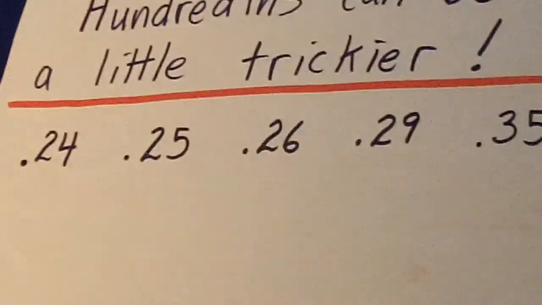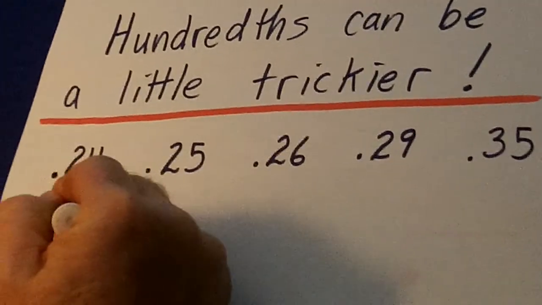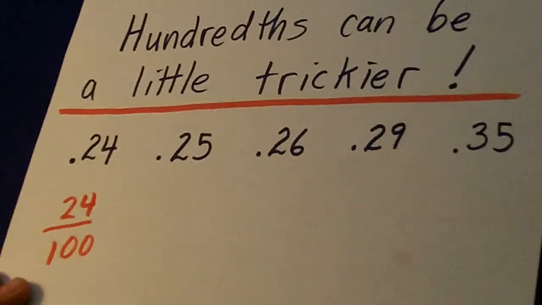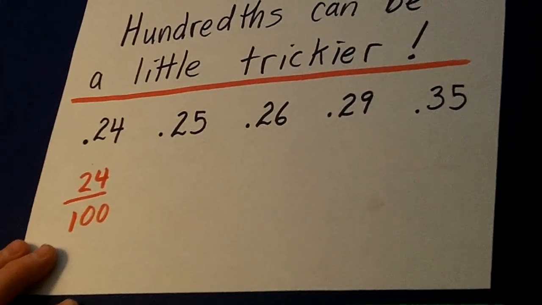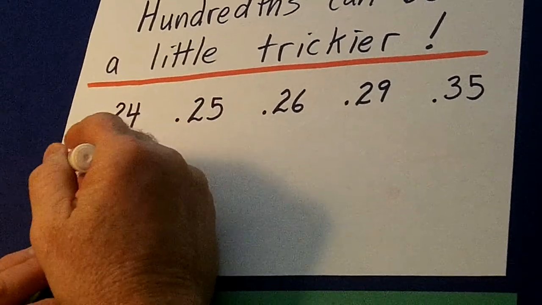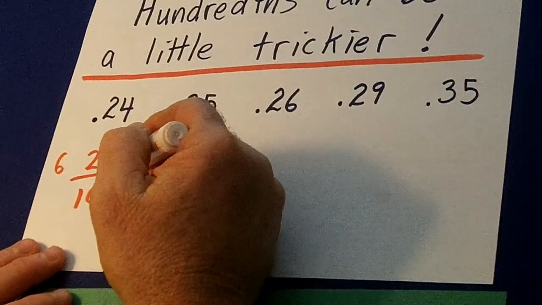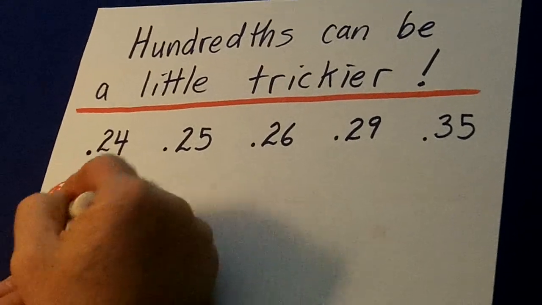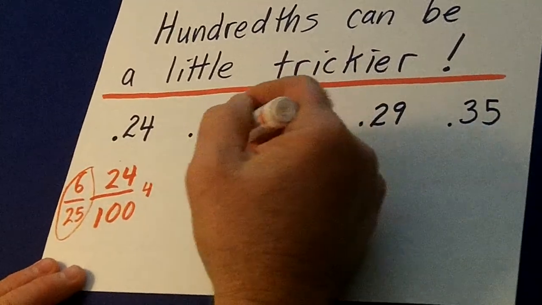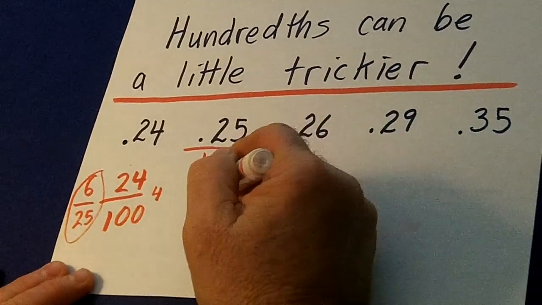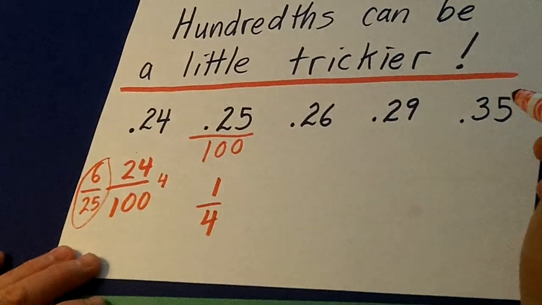Now, hundredths can be a little trickier, because when we go 24 over 100, now we have to say, what's the biggest number that can go into both of those? And I would say it's 4. 4 goes into here, 6. Now, what coin goes into 100 cents 4 times? A quarter. 25. So we go 25 over 100. A quarter goes into those once and 4 times.